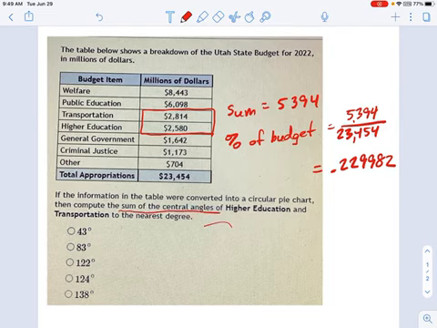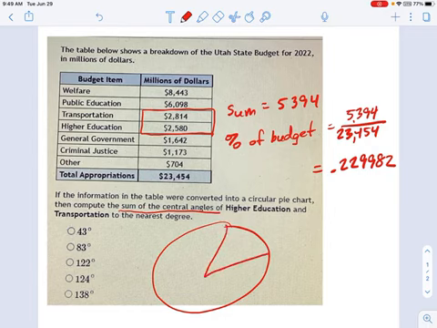So in other words, we've got a picture here, and maybe this is not going to be accurate, but let's say this is higher education, and this over here is transportation. And I want to know what's the sum of these two angles here. In other words, what's the angle of the two things put together?